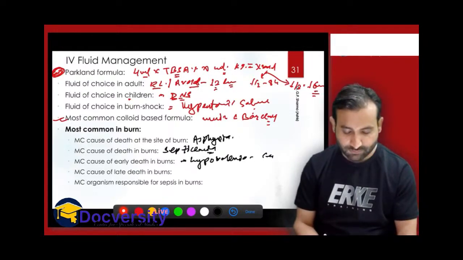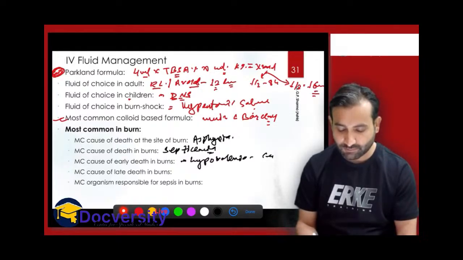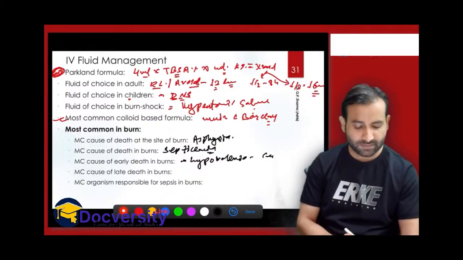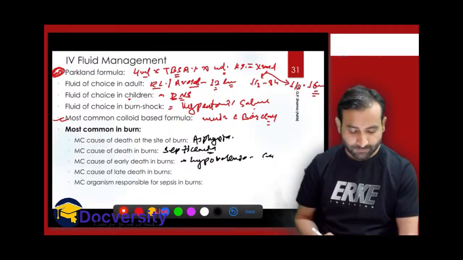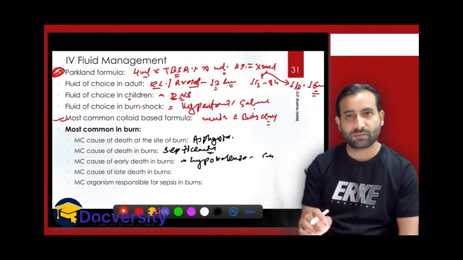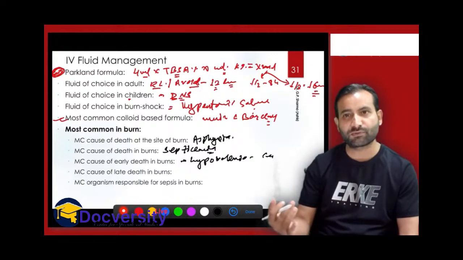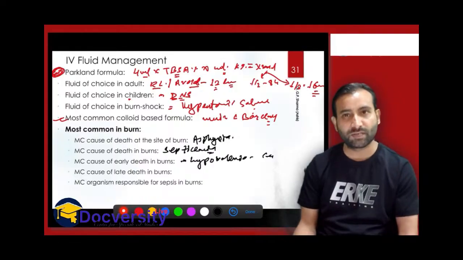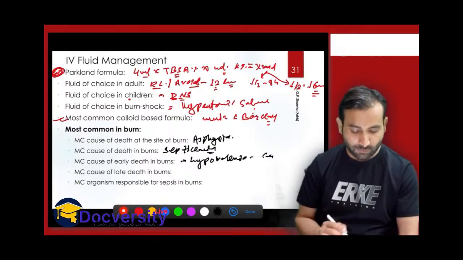The burn shock. Then we use the hypertonic saline. Sometimes it escapes from the mind. And the most common colloid based formula is what? The Muir and Barclay formula. This is the most common colloid based formula. Some centers have the colloid based formula also, but we avoid colloid based because during the early hours the vessels are more porous, and colloids may escape out from the vessels, and they produce more edema, and hypovolemia may be induced in the patients, right? The vascular hypovolemia may occur, so we avoid this one.